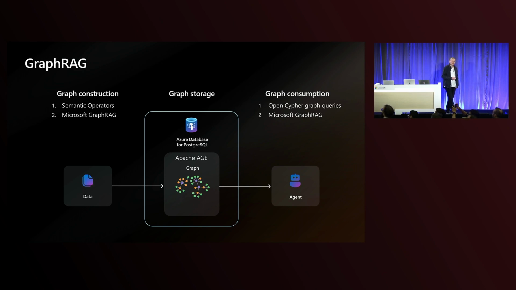Semantic operators make it extremely easy for you to extract entities and relationships in your data and convert it into a graph representation, then store this graph, and enable your applications to start reasoning about these graphs using graph queries. In Azure Postgres, we support graph storage natively through the Apache AGE extension. And the Apache AGE extension provides support for an industry standard at this point, the graph query language called OpenCypher.